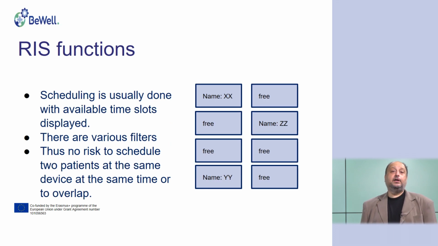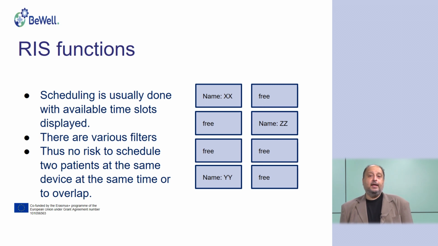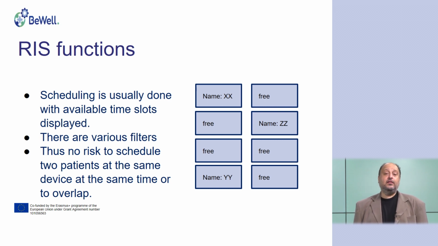One of the main functions of the RIS is scheduling of the patient exam. Usually this is done as some time slots are available, they are displayed, and one may filter the display, because if the patient needs MRI, there is no reason to watch available slots for CT, for example. Or if the patient will visit a given facility in a given city, there is no need to look for available slots in a facility in another city. So there is no risk of scheduling two patients at the same device at the same time or of overlapping patient exams.